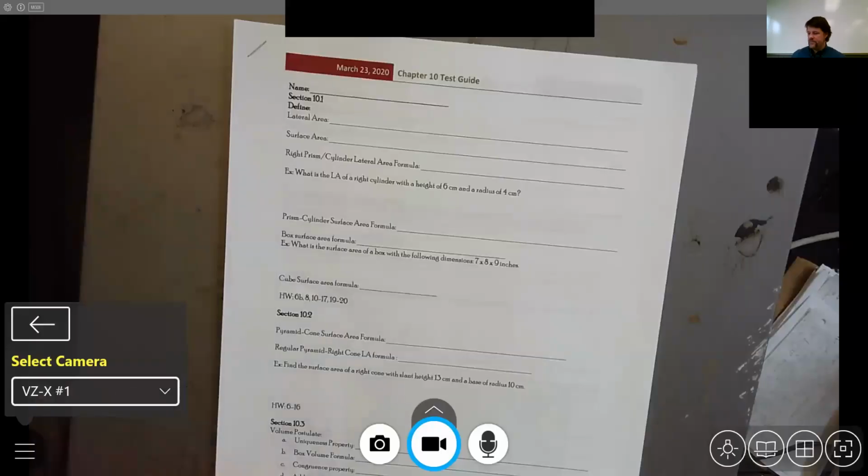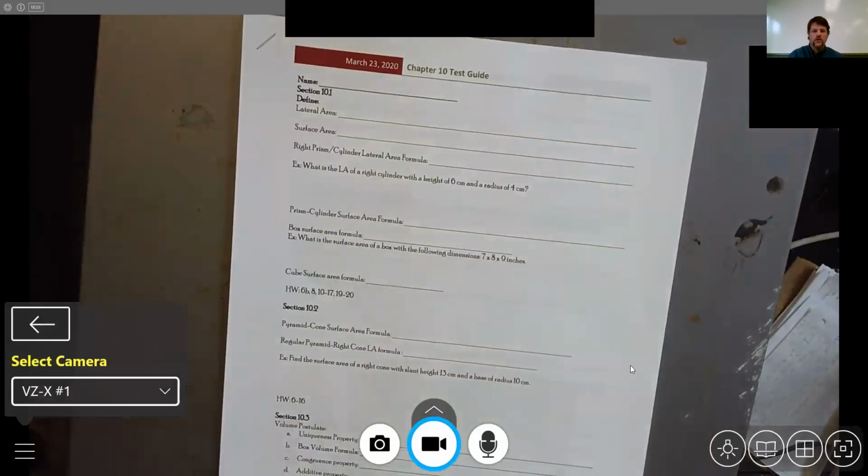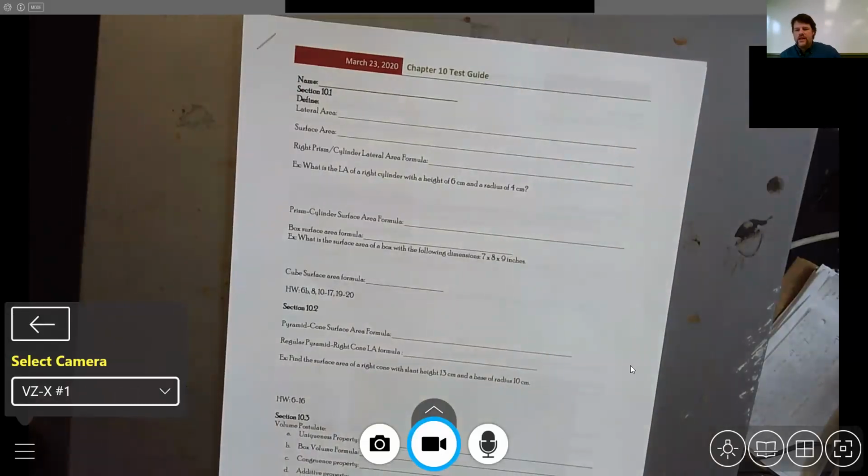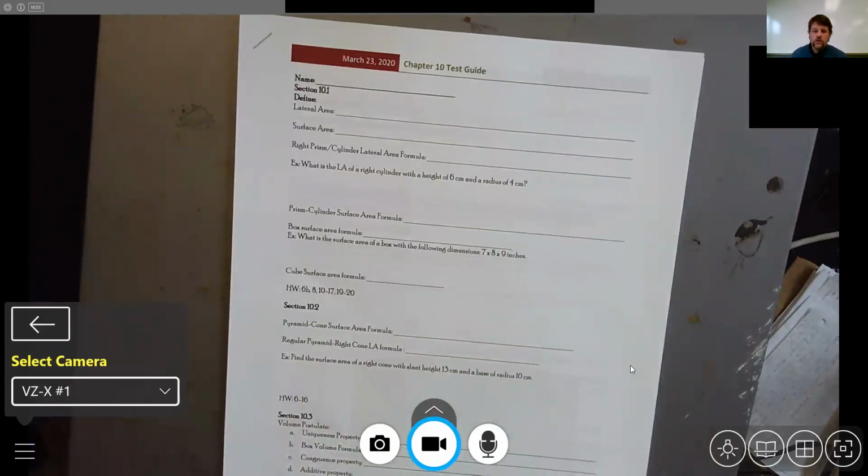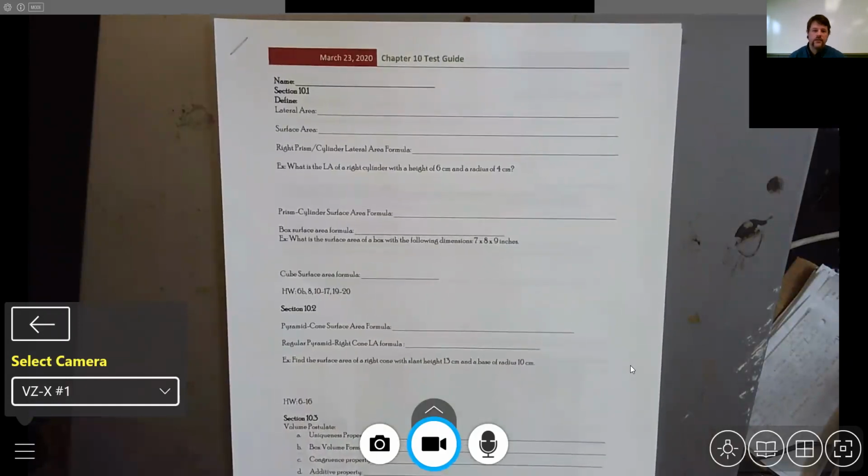Okay, so you should have this chapter 10 test guide and you should print it out. It's available on Moodle. And so we're going to go through the notes today. So first of all, what is lateral area? Lateral means side.